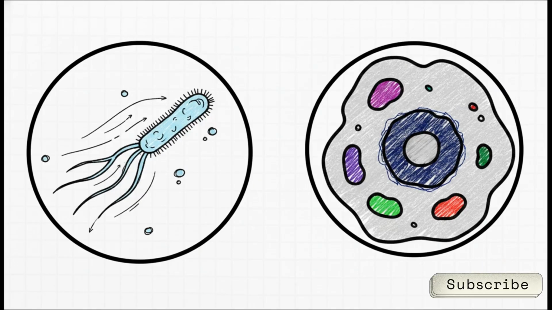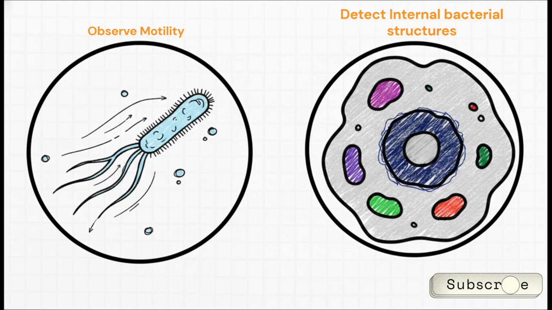If a multiple choice question asks you how to best observe microbial motility, your answer is phase contrast. If they ask how to detect internal bacterial structures, things like endospores or inclusion bodies in living cells, again, the answer is pretty much always phase contrast. It's the go-to tool for converting slight refractive index differences into stark visual differences.